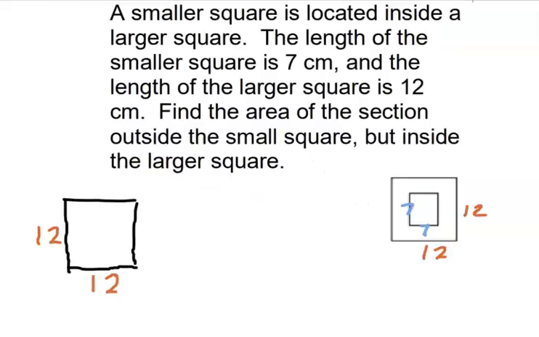A smaller square is located inside of a larger square. Okay, that's what we have right here. The length of the smaller square is 7 centimeters. Well, it's a square, so you know that every side is the same. Every side is 7 centimeters. And the length of the larger square is 12 centimeters. Once again, every side is going to be 12. Find the area of the section outside the small square but inside the large square.